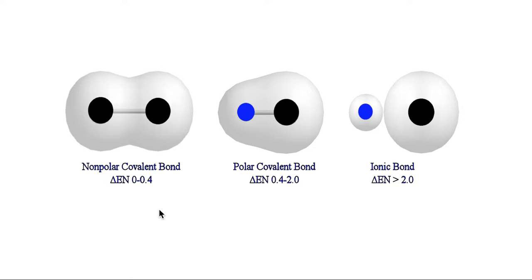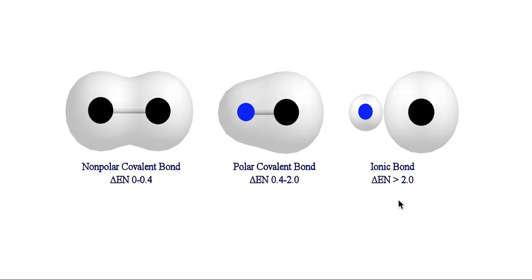In a covalent bond, atoms are going to share their electrons with each other. And there are 2 types of covalent bonds, nonpolar and polar. In nonpolar bonding, they are going to equally share their electrons. And in a polar bond, they're going to be unequally sharing their electrons. And you're going to have a positive and a negative side to your molecule.